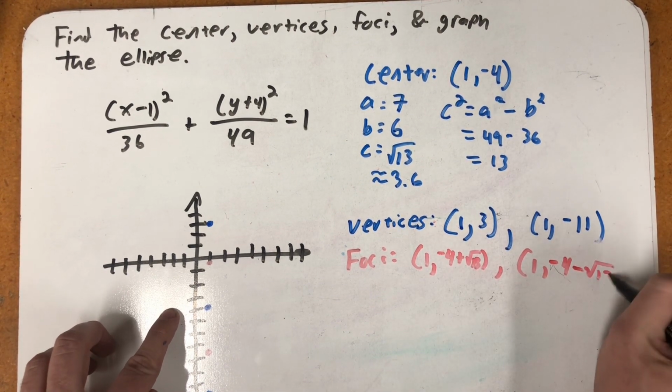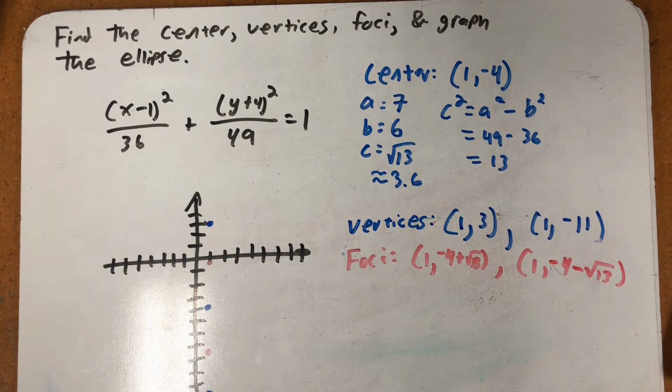And I'm going to just write those exactly. Or if I wanted a decimal approximation, I could certainly find one, but I actually prefer exact things anyway, so I'm just going to leave those written just like that. Now, I'll find the endpoints of the minor axis.